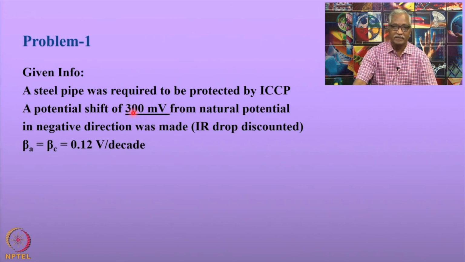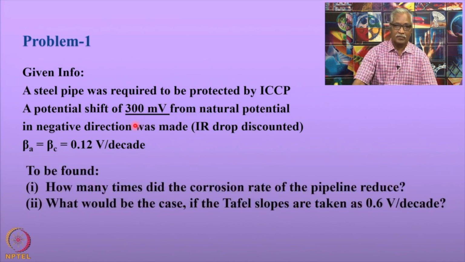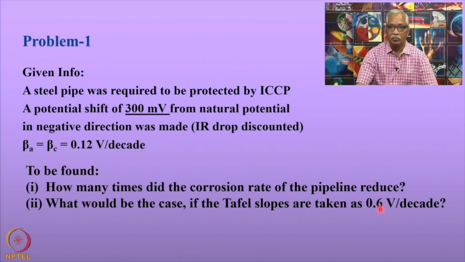So, we look at the condition in which the Tafel slopes for the anodic reaction and the cathodic reaction are 0.12 volt per decade. What will be the consequent reduction in the corrosion rate of the pipeline? How many times does the corrosion rate of the pipeline reduce because of the application of 300 millivolt? One more question: if the Tafel slope happens to be 0.6 volt per decade, then what will be the corresponding decrease in the corrosion rate?